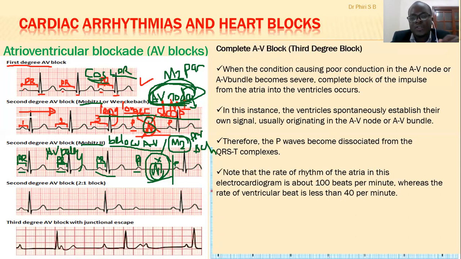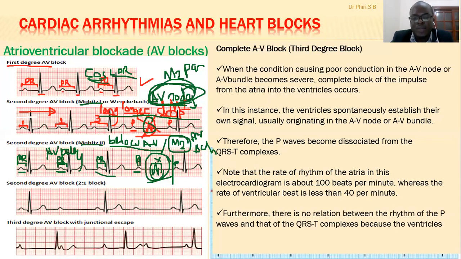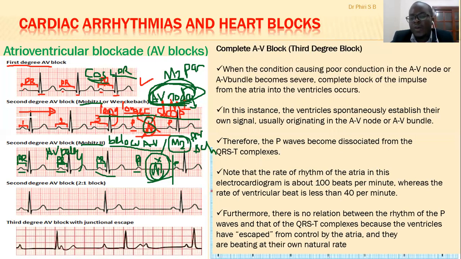Note that the rate of the rhythm of the atria in this electrocardiogram is about 100 beats per minute, whereas the rate of ventricular beat is less than 40 beats per minute. Furthermore, there is no relationship between the rhythm of the P waves and that of the QRS complexes because the ventricles have escaped from the control of the atria and they are beating on their own natural rate. So you're talking of the third degree AV blocks.